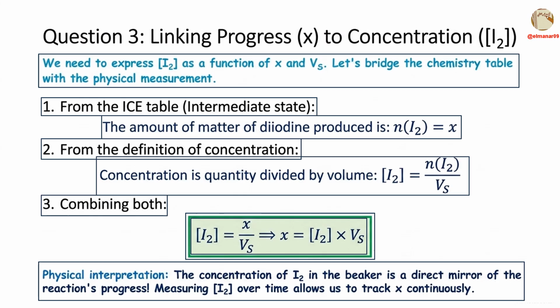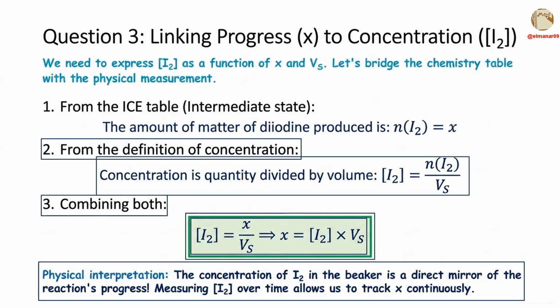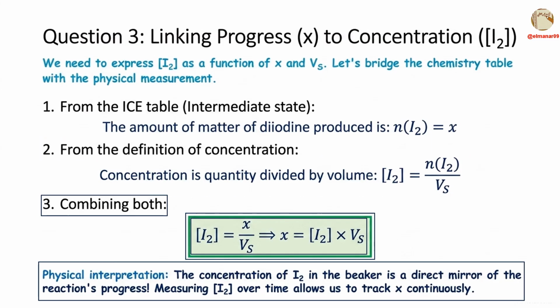In question 3, we bridge the gap between the invisible world of molecules and our visible measurements. We need to link the reaction progress x to the concentration of diiodine, I2, that we measure in the lab. From our ICE table, we see that the amount of matter of I2 produced is exactly equal to x, n equals x. Now, remember the fundamental definition. Concentration is the quantity of matter divided by the total volume, C equals n over V. So [I2] equals x over Vs.